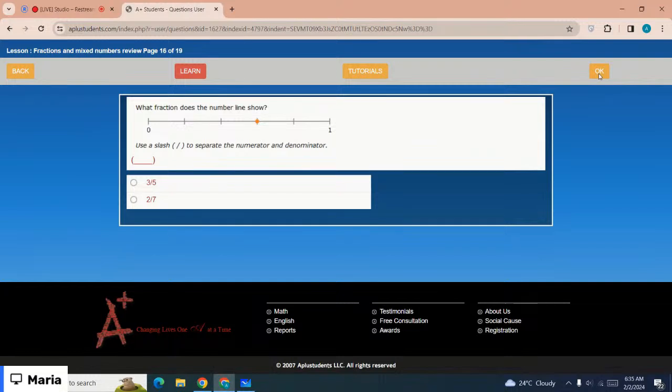What fraction does the number line show? Which is the correct option? That is 3 out of 5. Option number 1 is the correct option.